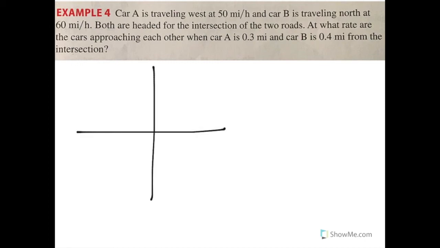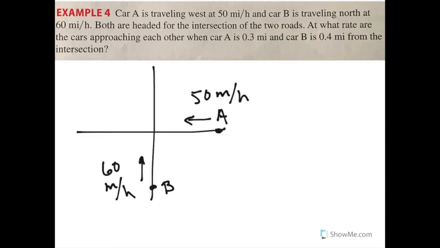So let's start out by drawing a little picture of the intersection here, and we are told that car A is traveling west towards the intersection. So car A, I'm going to put a little dot over here for car A, and car B is traveling north at 60 miles per hour. So here's car B. Car A is going that way, car B is going that way, and car A is traveling at a consistent rate of 50 miles per hour, and car B at 60 miles per hour.